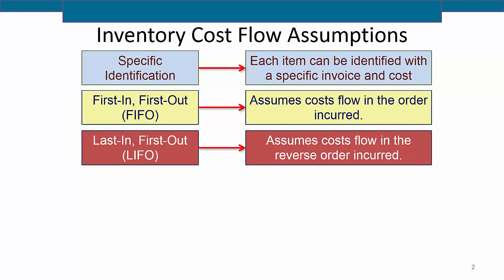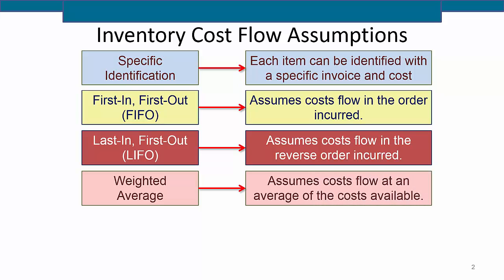Now, the opposite is true for last in, first out, LIFO. It assumes cost flow in the reverse order incurred. The last inventory items purchased are the first inventory items to be sold and reported in cost of goods sold. Therefore, the earliest inventory purchased is assumed to still be in ending inventory. When you think about LIFO, think about how a lumber yard might sell lumber off a pile. The last lumber onto the pile would be the first lumber a customer would be inclined to buy. Again, out means sold.